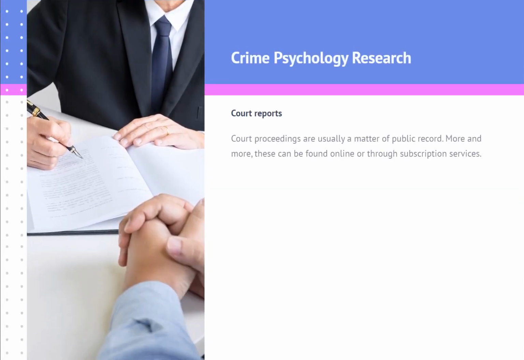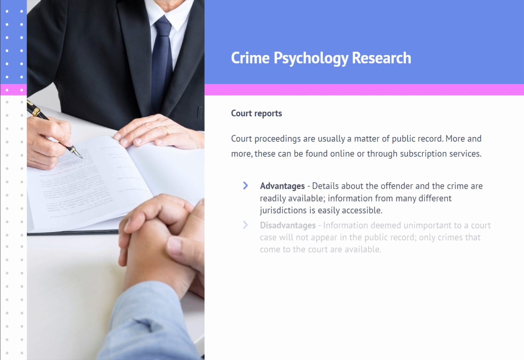Court reports. Court proceedings are usually a matter of public record. More and more, these can be found online or through subscription services. Advantages. Details about the offender and the crime are readily available. Information from many different jurisdictions is easily accessible. Disadvantages. Information deemed unimportant to a court case will not appear in the public record. Only crimes that come to the court are available.